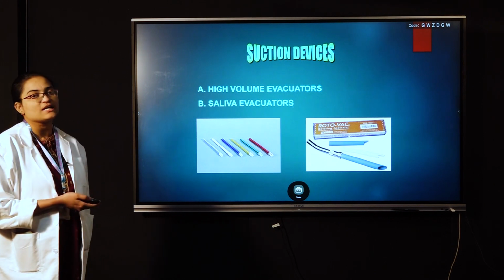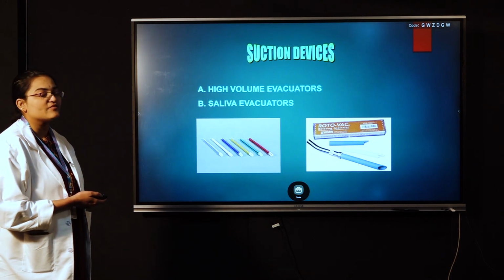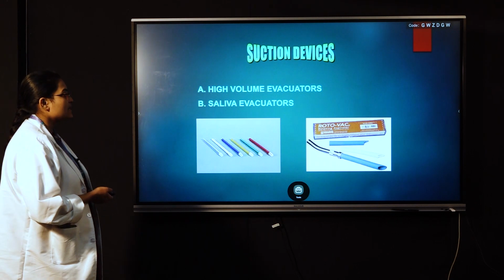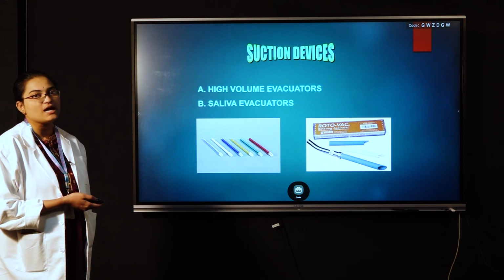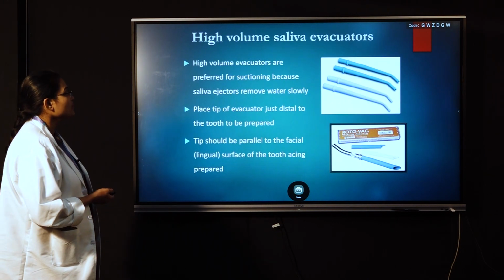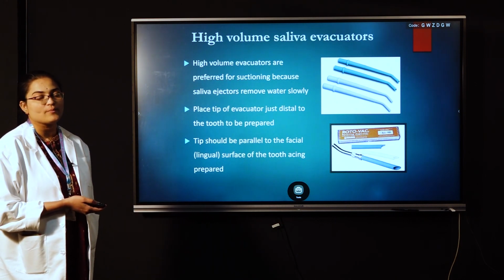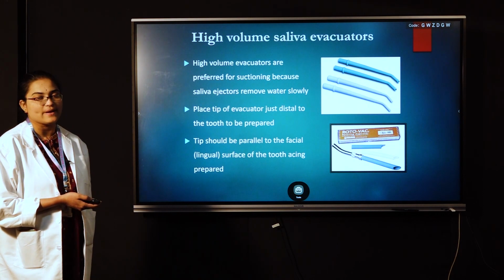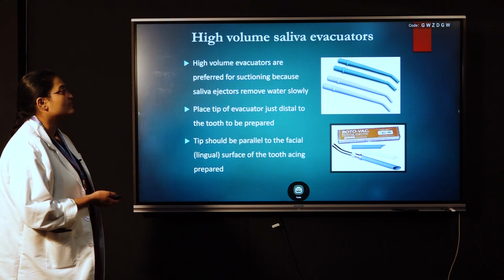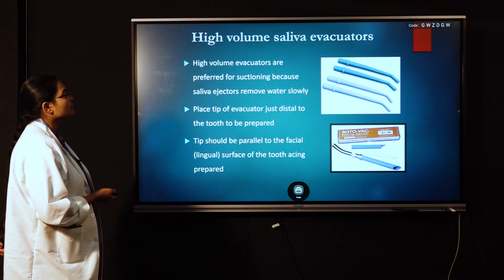These are attached to the suction devices already present in the dental chair, and as soon as the treatment is complete, these are disposed of immediately. These are the high volume saliva evacuators. These are used when you are performing minor surgery or impaction. When you need high volume evacuation, then you use these high volume evacuators.